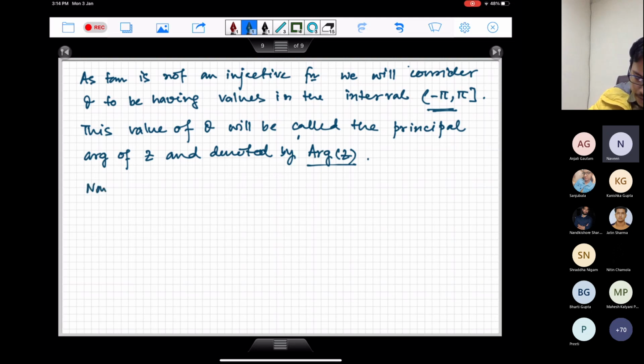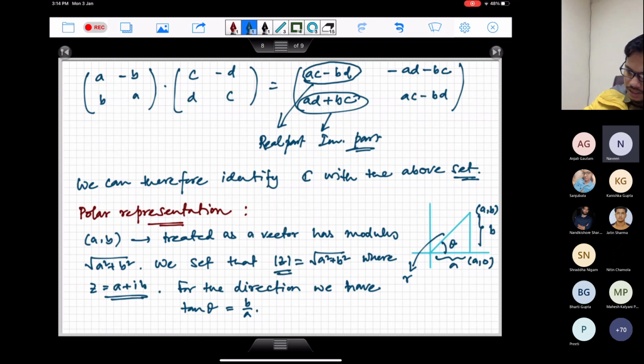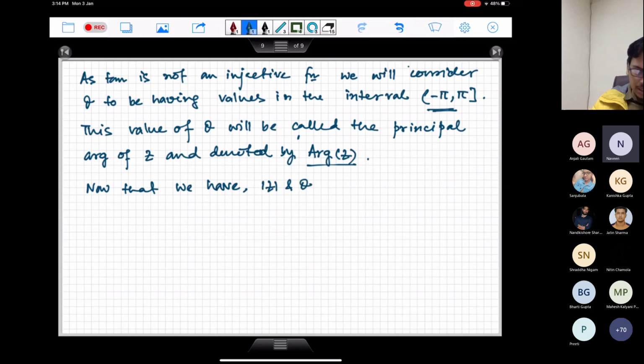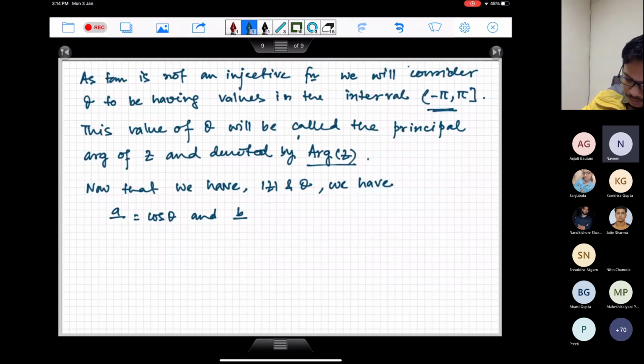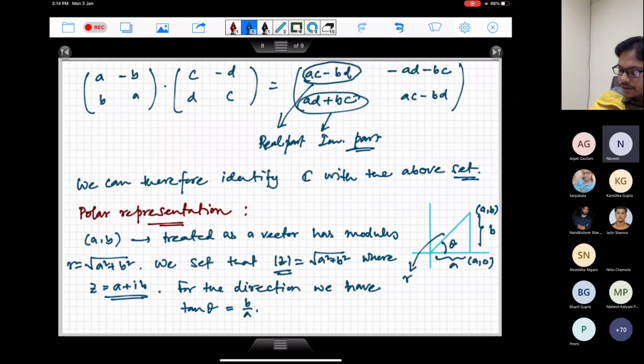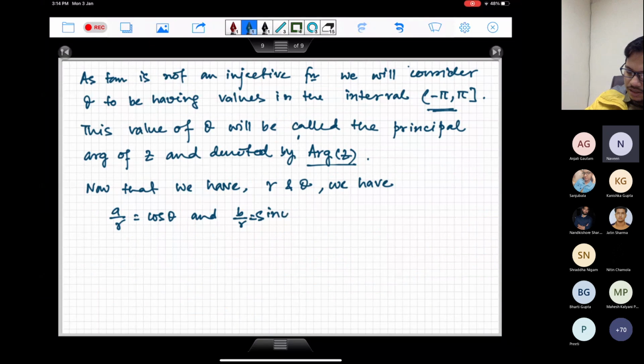Now that we have these two concepts, mod z and theta, mod z is often written as r, but anyway, let it be. So what is cos theta? If I take a by mod z, this one is cos theta. Here a by mod z is r, so let me write r here. So we have a by r is equal to cos theta. Similarly, b by r is equal to sin theta. So we have a comma b is the same as r cos theta and r sin theta.